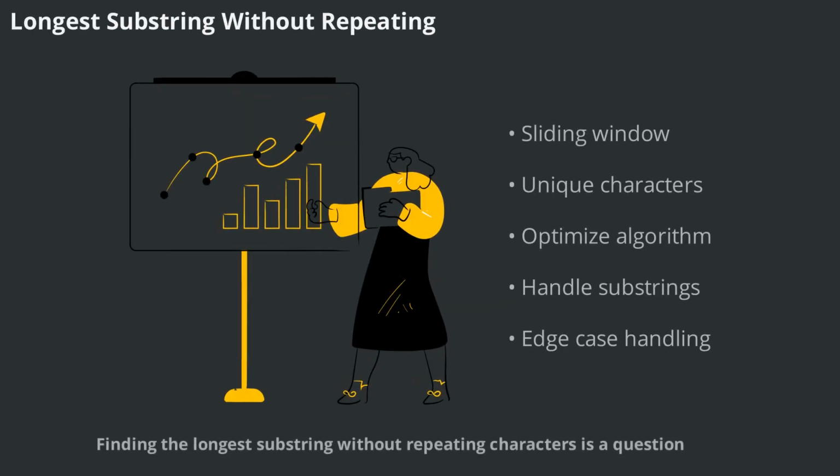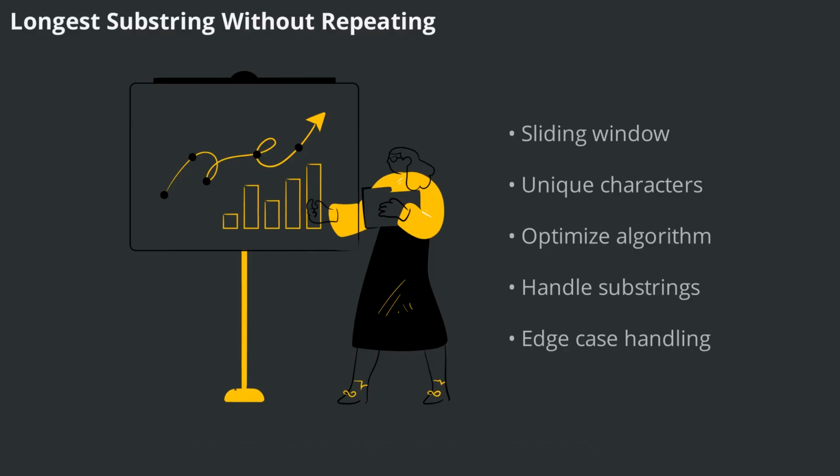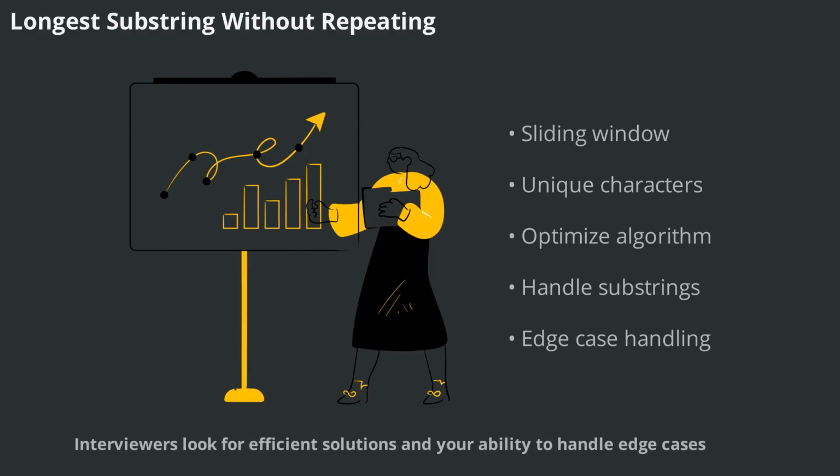Finding the longest substring without repeating characters is a question that tests your ability to use sets and sliding window techniques. By maintaining a set of unique characters and adjusting the window, you can identify the longest substring. For example, abcabc yields abc. This problem demonstrates your skill in handling substrings and optimizing algorithms. Interviewers look for efficient solutions and your ability to handle edge cases. Practicing this prepares you for more advanced string manipulation.